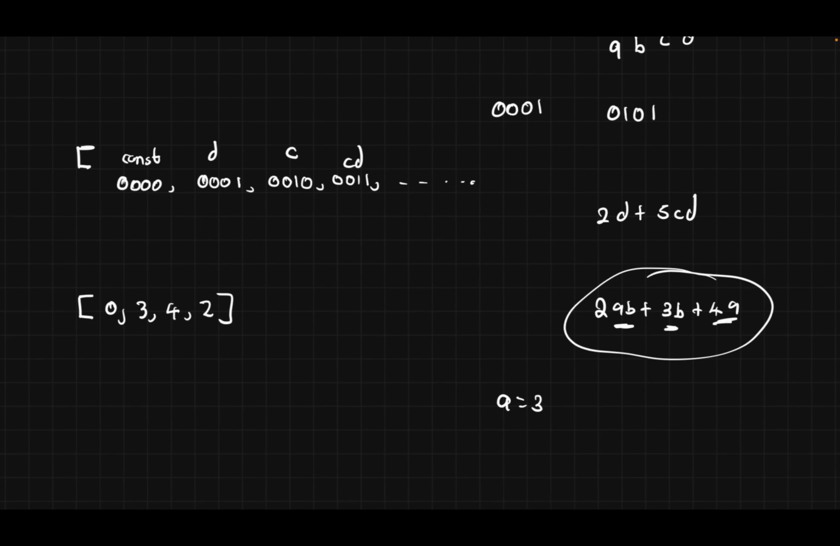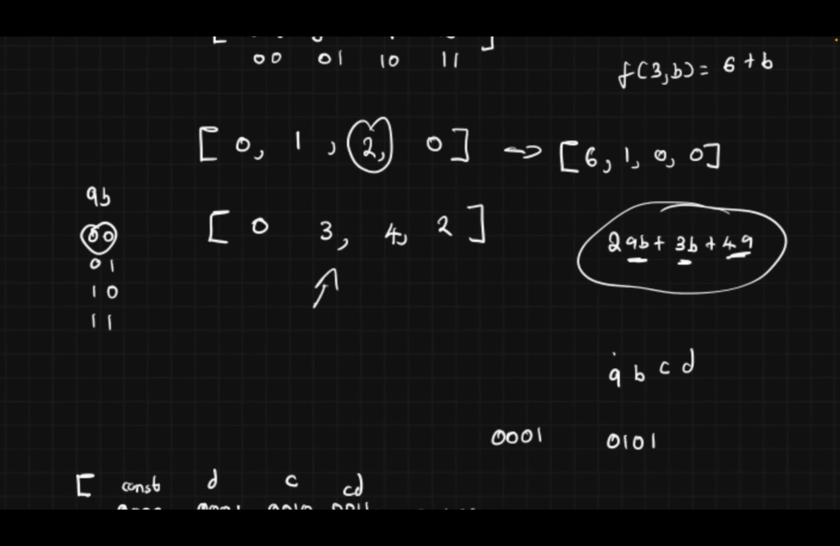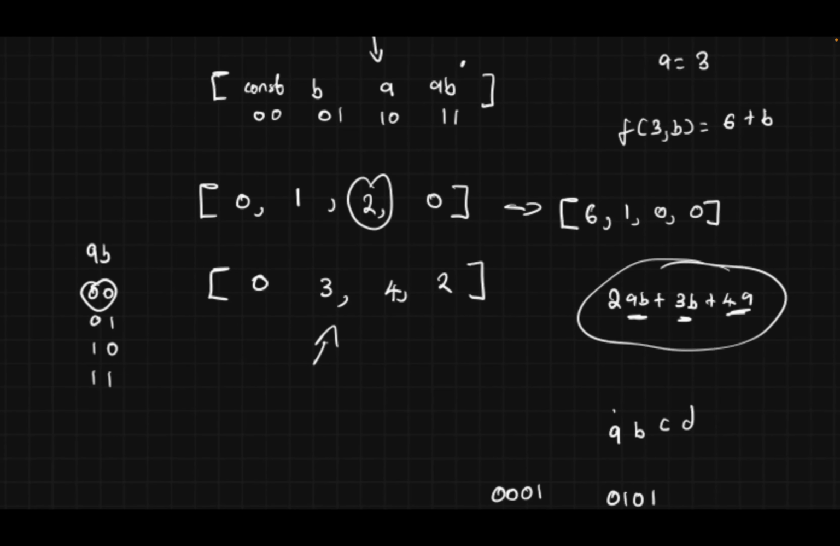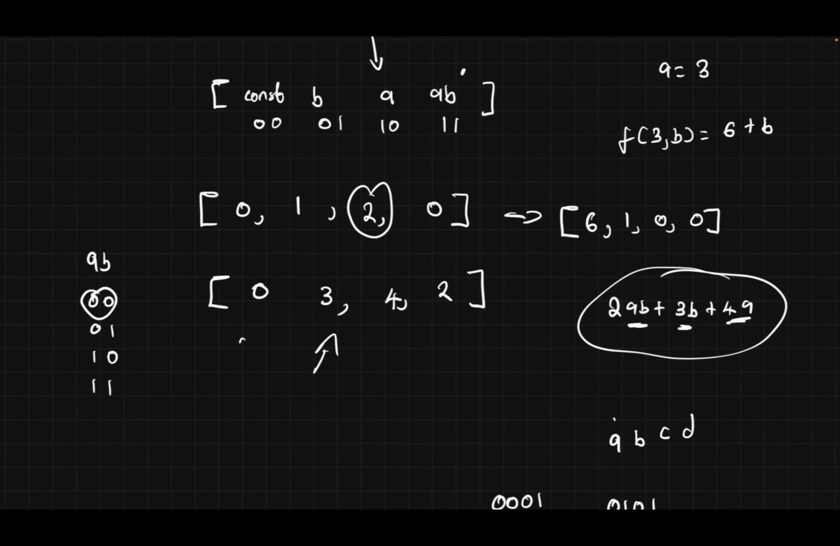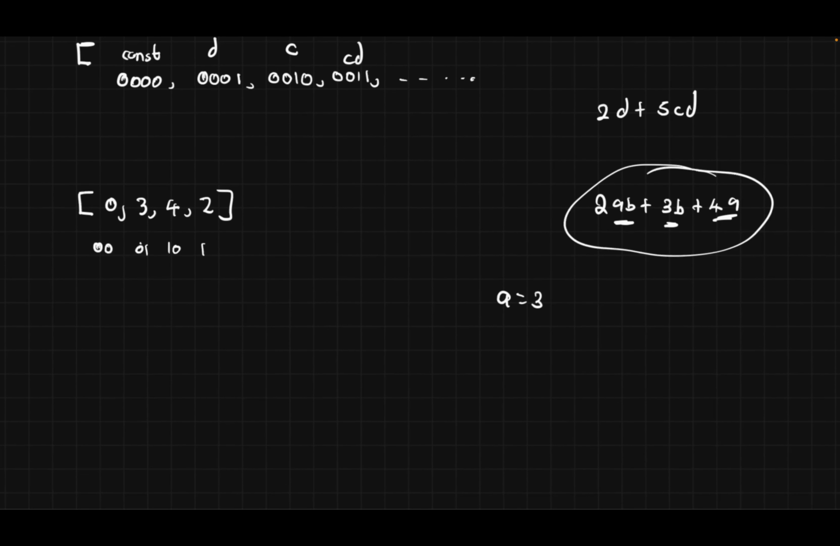So what we do is we need to find where A is 1. A is going to be the first bit, right? So this is going to be 0, 0. Or you want to look at this thing. This is constant. This is B. This is A. And this is AB, right? So AB is 2. B is 3. And that one is 4. Make sense? So now that we have this 0, 0, 0, 1, 1, 0, 1, 1, right?